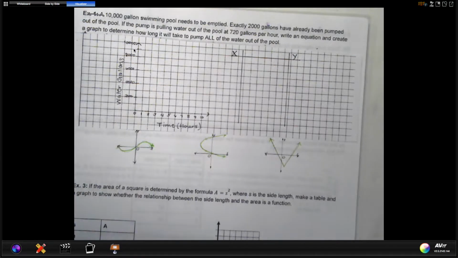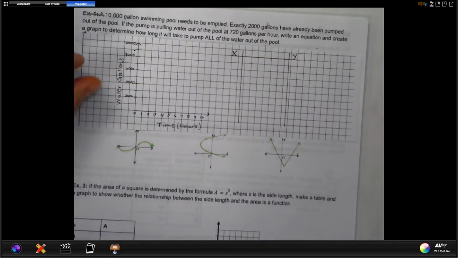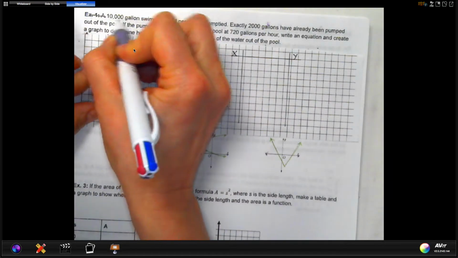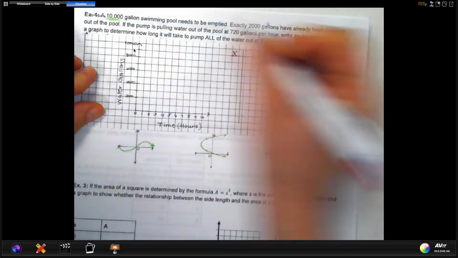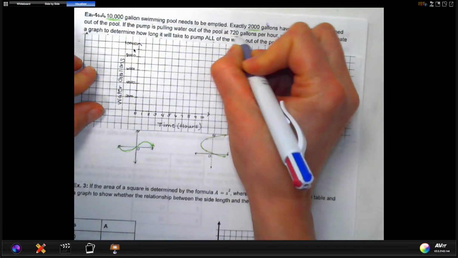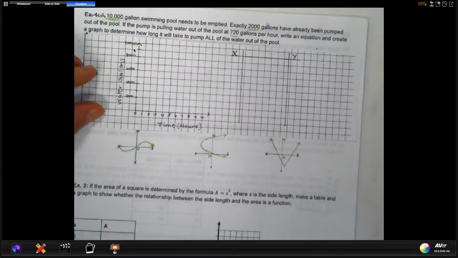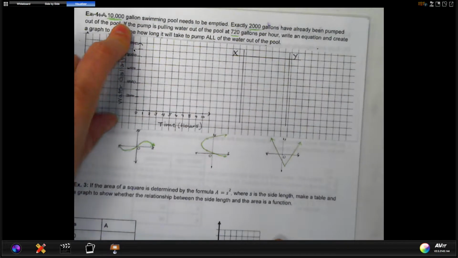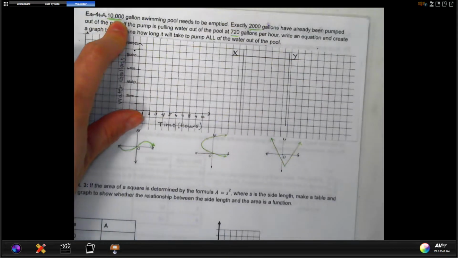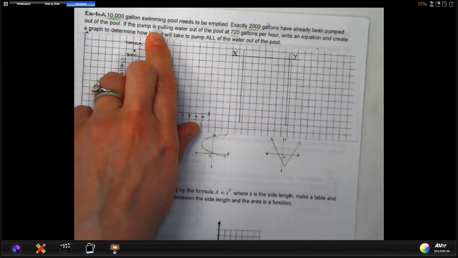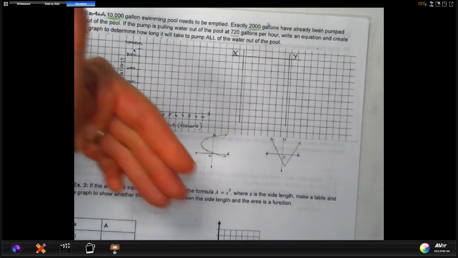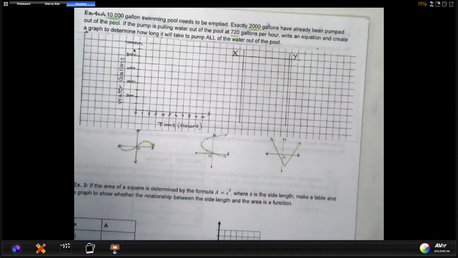Okay, so what we need to start with here is writing an equation. So we need to be able to determine what numbers we need for our equation. So we've got 10,000 as an option, we've got 2,000 as an option, and 720 as an option. So let's talk about this. The answer we're seeking is when 10,000 gallons will be all the way out of the pool. So that's going to end up being what we're looking for.